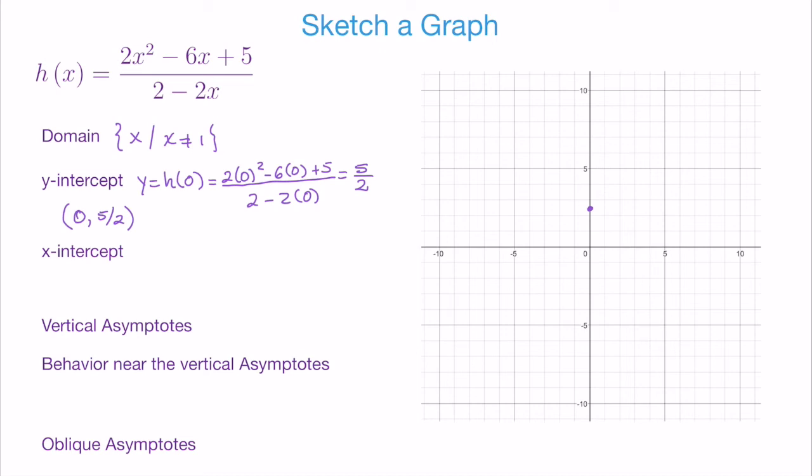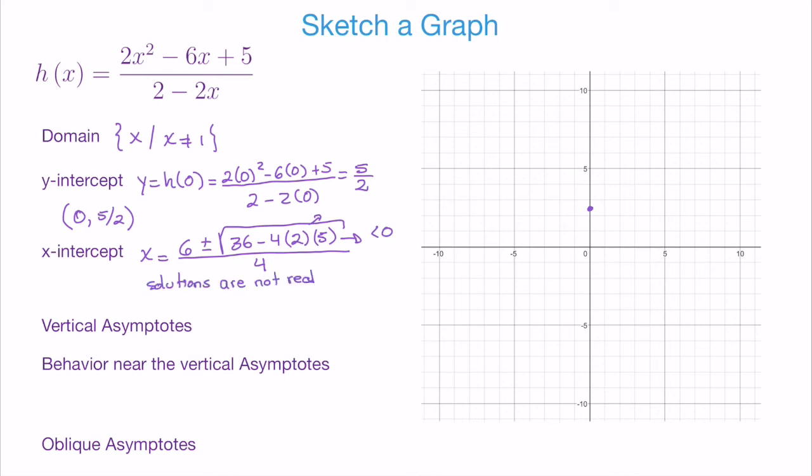Quadratic formula to find x. So we apply the quadratic formula. X equals -b, which is 6, plus or minus the square root of b squared, which is 6 squared, 36, minus 4 times a, which is 2, times c, which is 5, over 2a. Look what's happening. That number is bigger than 36. That's 40. So the discriminant is smaller than 0. That means that the solutions are complex, are not real. What does that mean? This graph does not have x-intercepts.